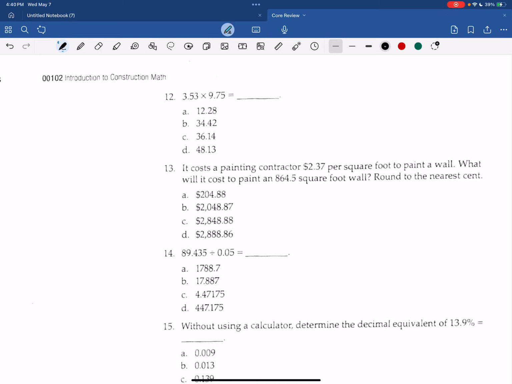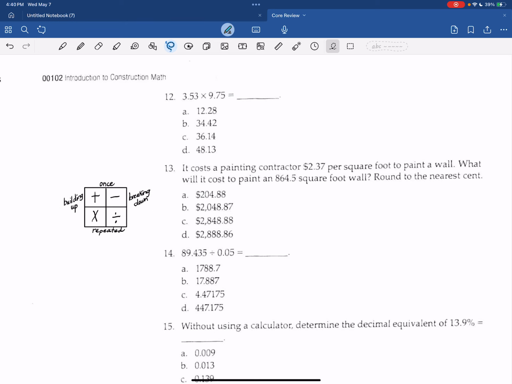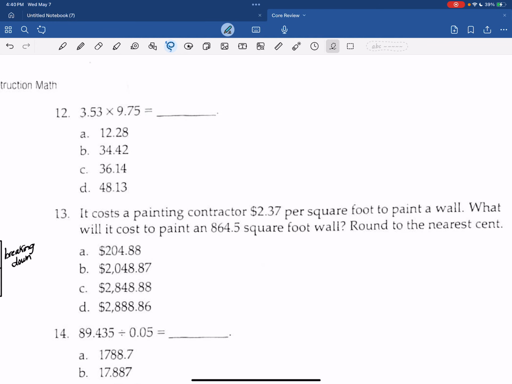I am here for number 12, which is not a story problem. Number 12 does not say that you cannot use the calculator, so if you want to, go ahead. I am going to work it for those of you who had asked to see how to do it. So we're going to put in the two factors, and we are looking for a product.